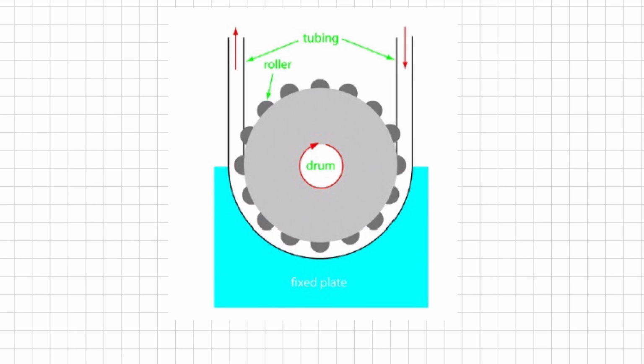So this peristaltic pump provides a constant flow rate, which is controlled by the drum speed of rotation and the inner diameter of the tubing, and flow rates up to 40 milliliters per minute are possible. However, the limitation of this pump is that it produces a pulsed flow, and this pulsation is more prominent at high flow rates, which may lead to oscillations in the signal.